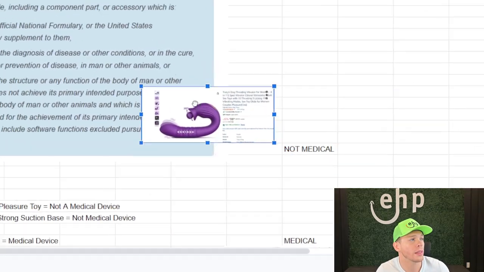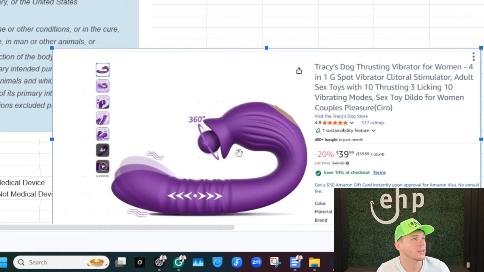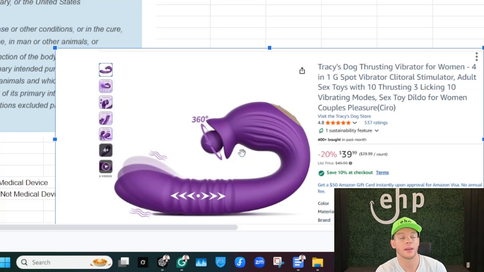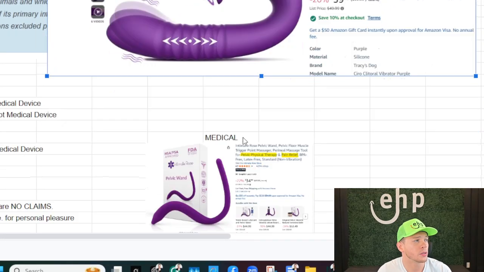So I'm going to give you one that's not medical, right? So we're going to open this up. And this one is not considered a medical device by the FDA. Tracy's dog thrusting vibrator for woman. It's a vibrator, clitoral stimulator, a sex toy. I mean, you can kind of see. Now, this one's for personal pleasure.